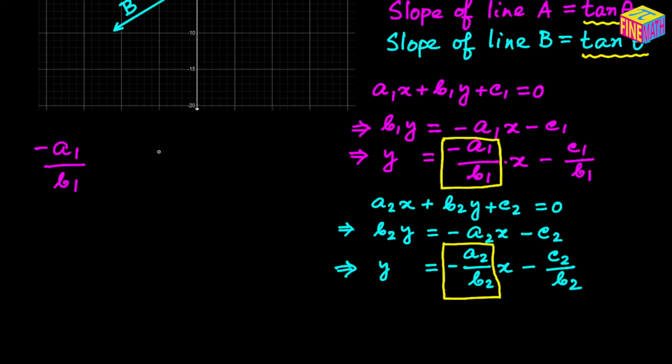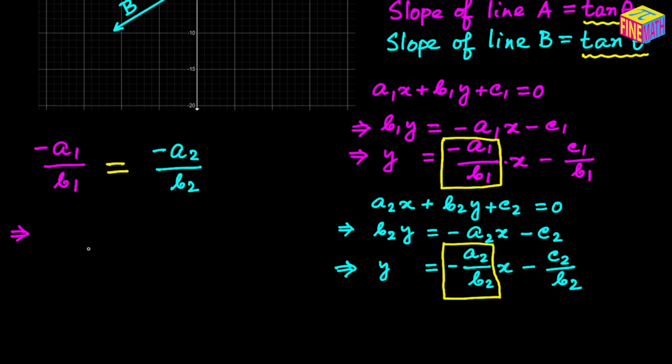Well, the slope of the second line is actually negative a sub 2 divided by b sub 2. So they must be equal, and I'm going to put an equal sign because we have already proved that their slopes would be equal if they are parallel, right? And in this case our assumption is that both the lines are parallel, so that means their slope would be equal. And then from here what can we do?